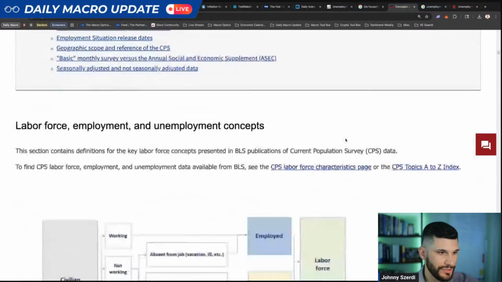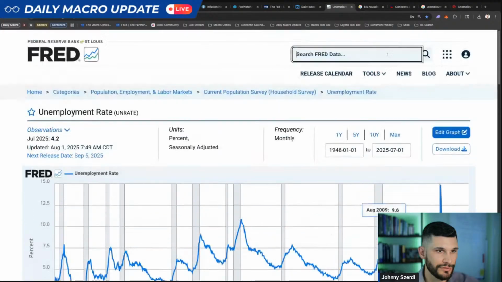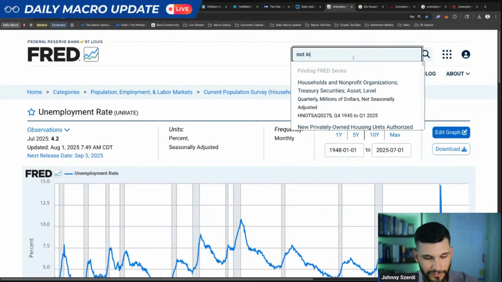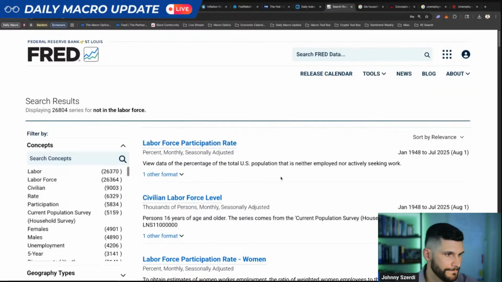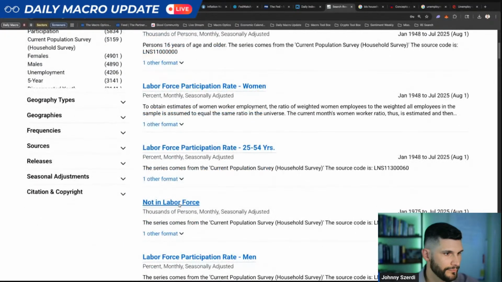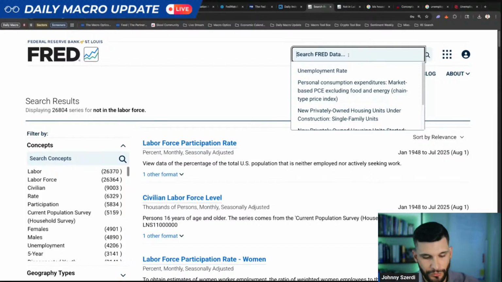Let's go ahead and look at that not in the labor force bucket here. So let's go to not in the labor force. We'll open up that one. Let's go to employed.